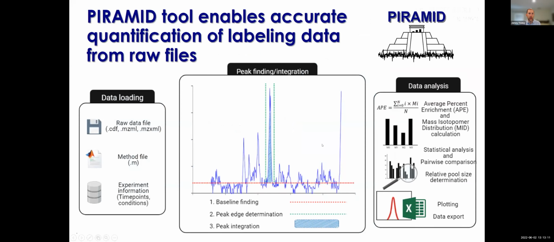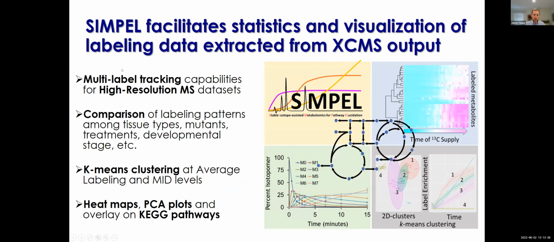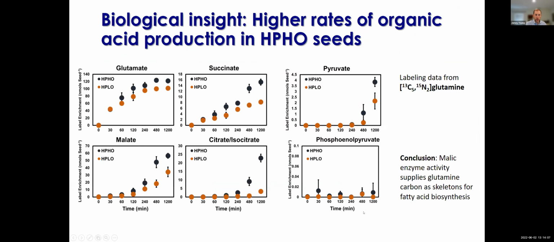And so once we've done that untargeted analysis, then we can take our data sets and analyze them in a targeted way. We developed a tool called Pyramid that can take raw data files and analyze them using some of the consistent quantification approaches that I talked about to be able to accurately quantify isotope enrichment using a target list that we provide the software. Also, we have another untargeted tool called SIMPLE that Shankar has already introduced, which allows us to take data that's pre-processed by XCMS and do multi-label tracking of those isotopologs, compare labeling patterns across different experimental conditions, and do other types of clustering, visualization, and statistical analysis of the data.